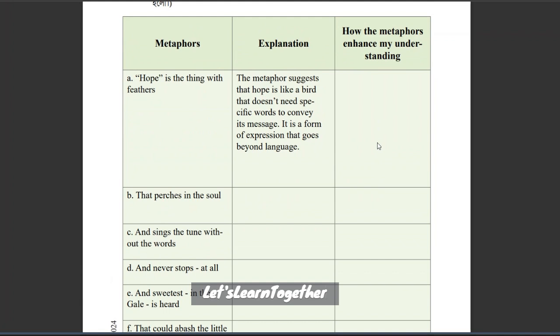For example, if I say that time is a thief, okay, I don't mean that time is stealing something. What I mean is that time is so fast that it takes away moments, it takes away memories from us, it takes away people from us. That's what I am trying to mean by saying that time is a thief.